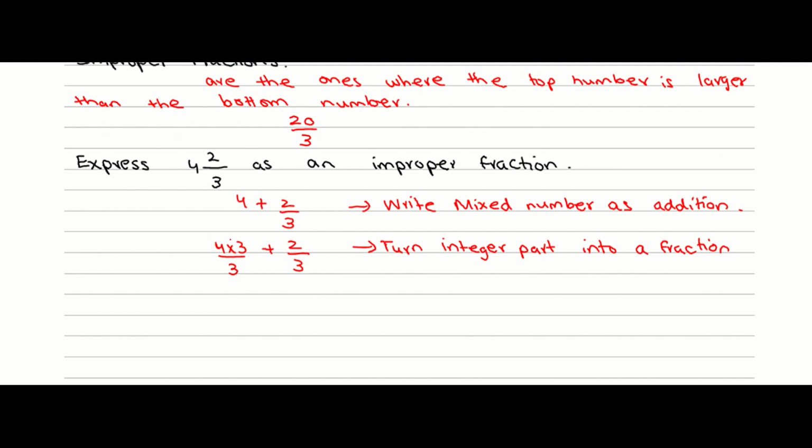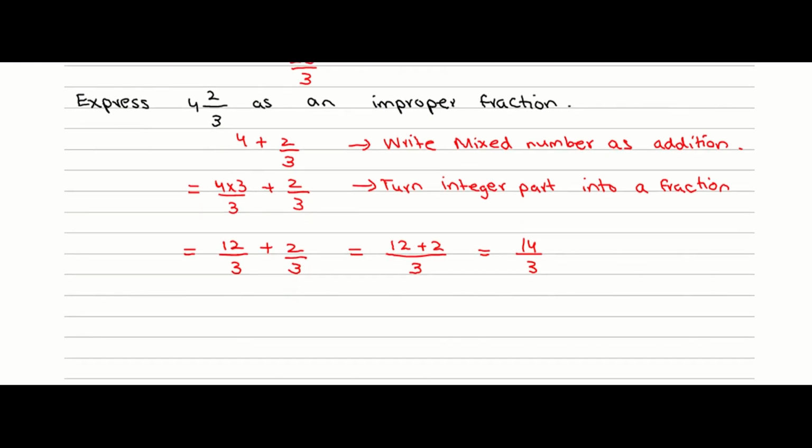Now 4 times 3 gives you 12, and in the denominator you already have 3. Then we have plus 2 over 3. Because we have the same denominators, we can add the numerators. So we write the common denominator, that is 3, and the numerator is 12 plus 2, which gives you 14. So you have 14 over 3, which is an improper fraction, and you can see that the top number is larger than the bottom number.